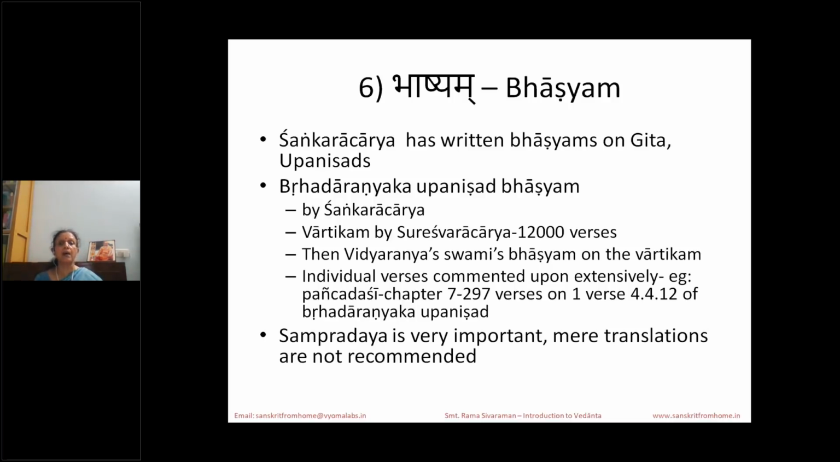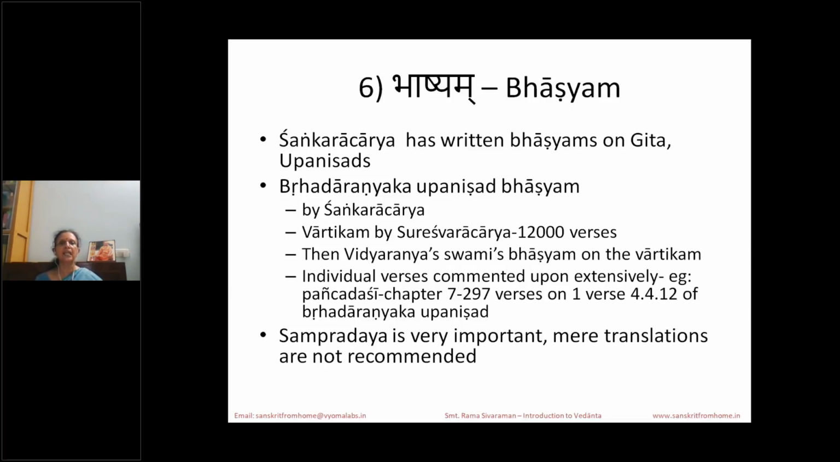Now this Sampradaya becomes very, very important. So learning from a Guru down to the Shishya, and Shishya to Shishya, becomes very, very important, because without the Sampradaya, mere translation is not going to help us.